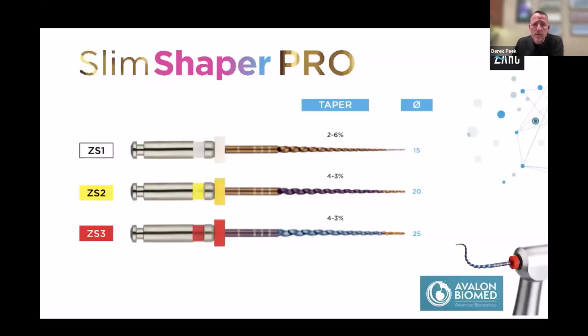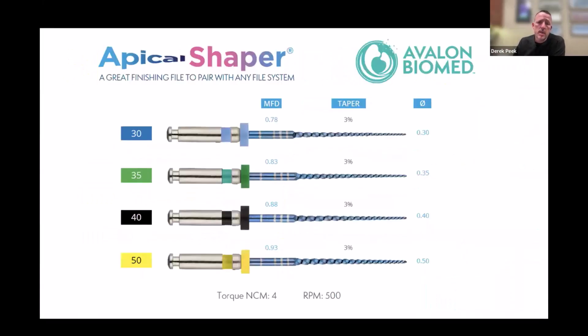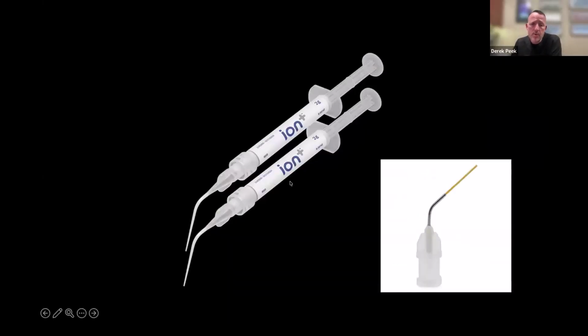And so these are the Slim Shapers that I use. I've been liking the 35 lately. I use BC Ion with this flexi tip, and I try to get that all the way down as far as I can.